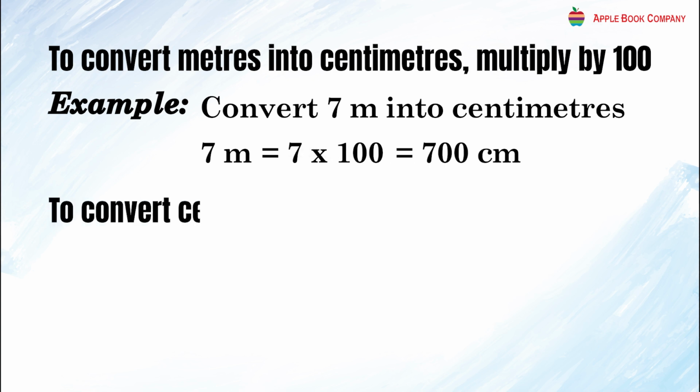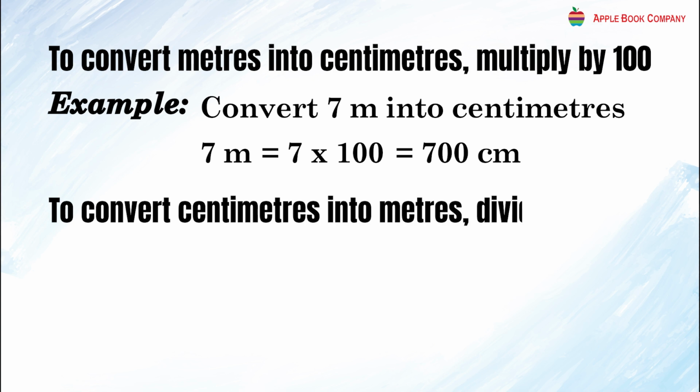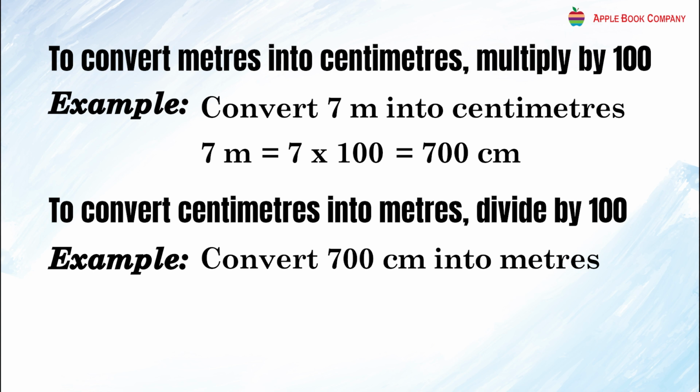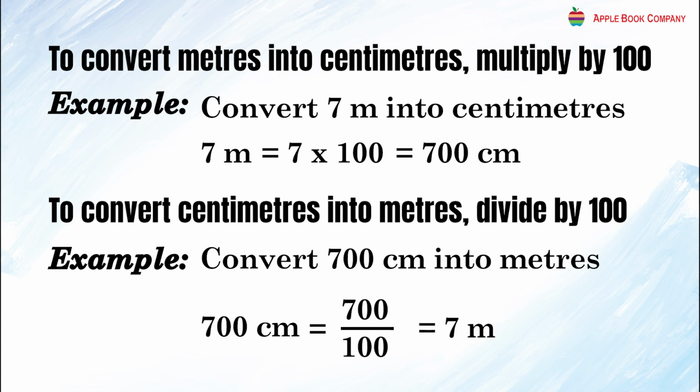To convert centimeters into meters, divide by 100. Convert 700 cm into meters. 700 cm is equal to 700 by 100, which is equal to 7 meters or 7 m.